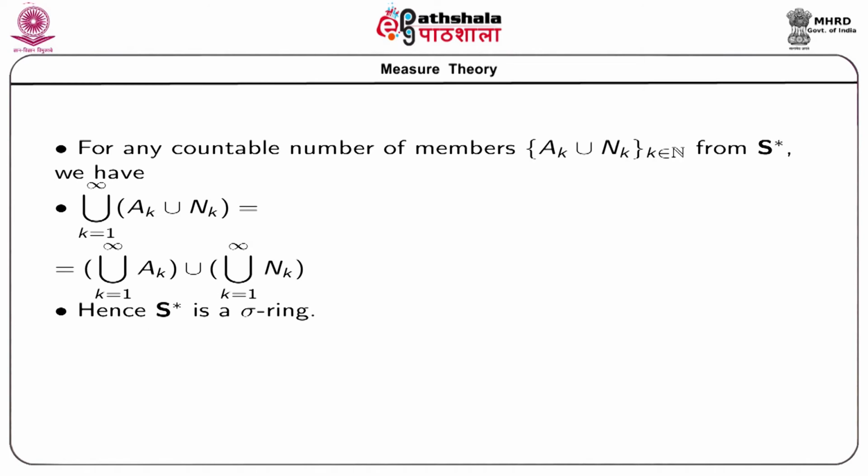Now, it is easy to observe that for any countable number of members A k union N k, k belonging to capital N, from S star, the whole union of A k union N k can be written as union k equal to 1 to infinity A k union union k equal to 1 to infinity N k, and this shows that the union is also of the same form, and this proves our assertion that S star is a sigma ring.